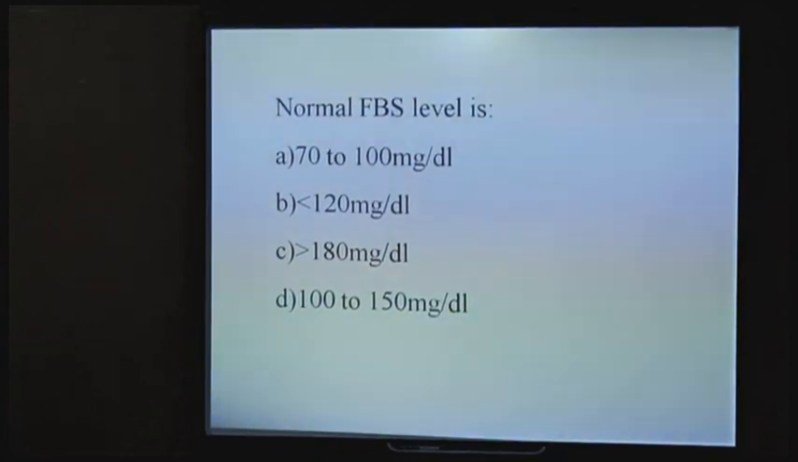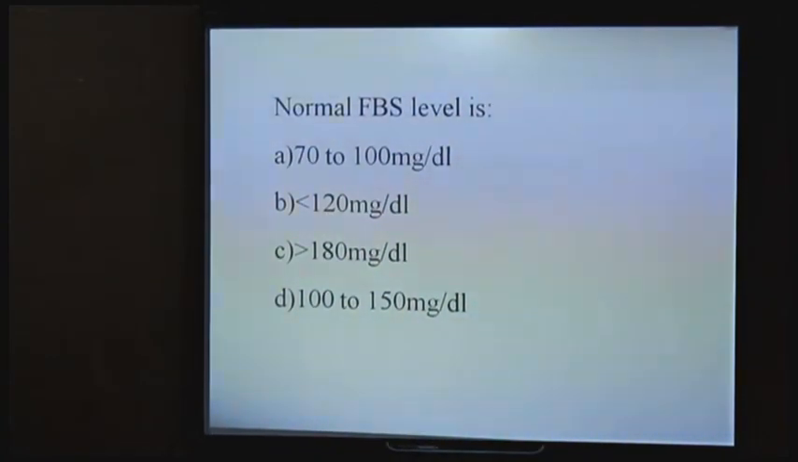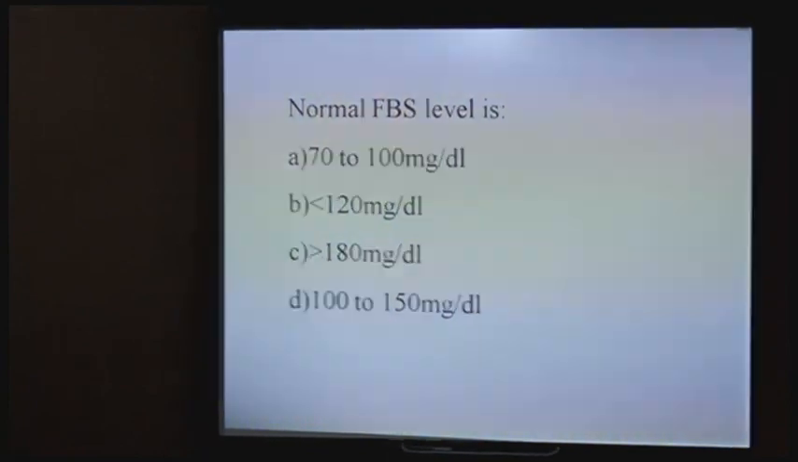Normal fasting blood sugar level, FBS, 70 to 100. It is again milligram per dl.